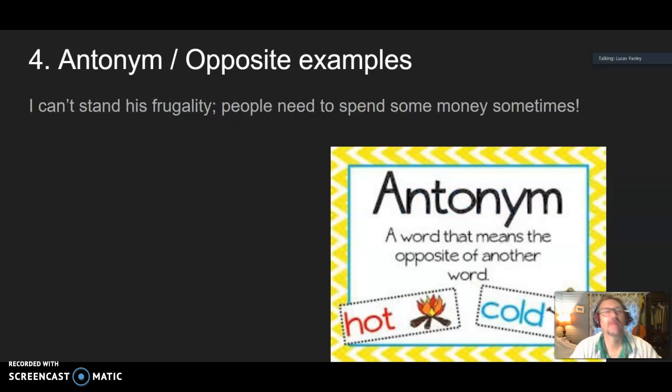4, sometimes you'll get antonyms or opposite examples. For example, I can't stand his frugality. People need to spend some money sometimes. All right, so if we're looking for the word frugality, we can see here that the opposite is that people who spend money are not frugal. So frugal then means people who don't spend money, stingy people, or people who save their money. So that's your antonym or opposite examples.